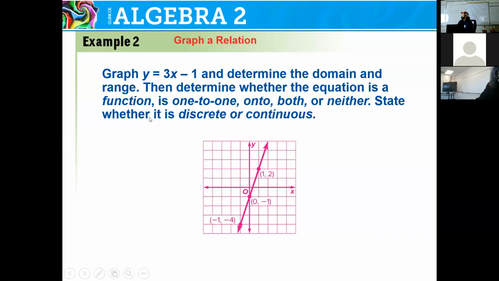But now we have to ask, is it discrete or continuous? Discrete means that it's broken up into pieces. Continuous means that you can draw it with one swipe of the pen. We would never have to pick up our pen to draw this. So considering it goes on for eternity, we have to assume that the graph continues on this same plane. And since we can draw it with one swipe of the pen, it is continuous. It is not discrete.